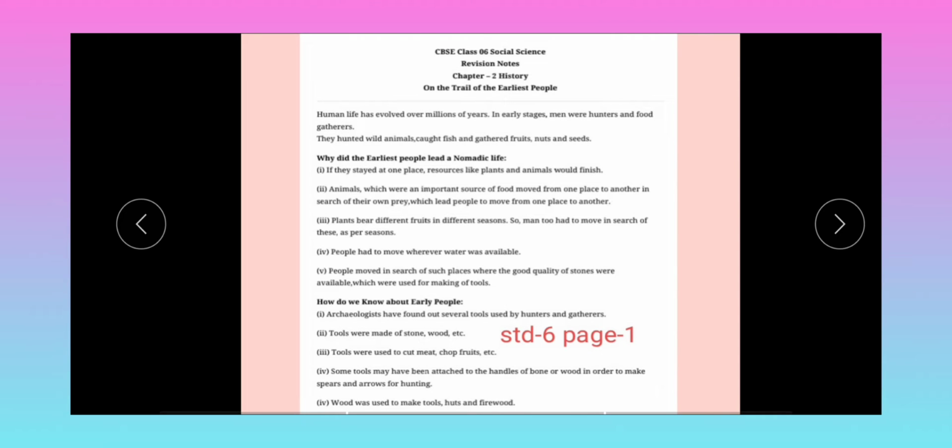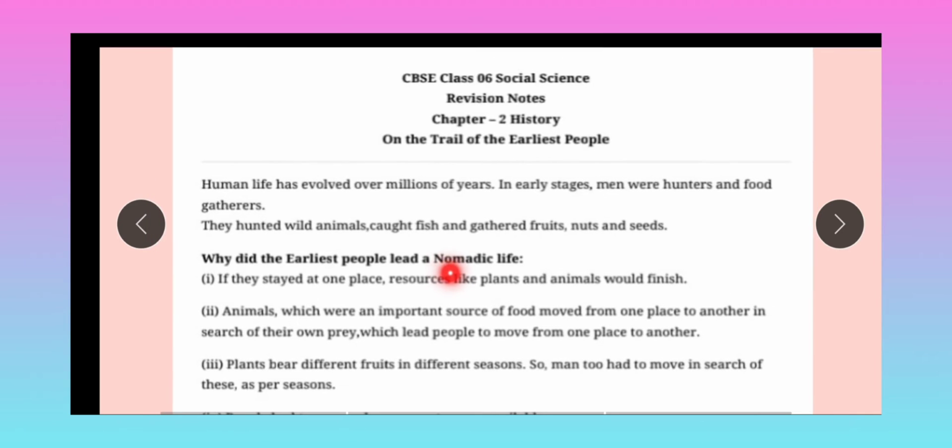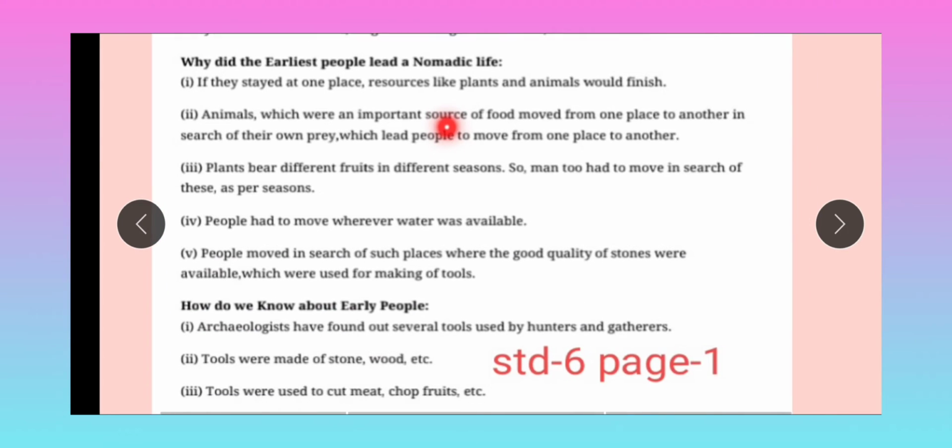In this first, chapter 2, history, on the trail of the earliest people. Human life has evolved over millions of years. In early stages, man was a hunter and food gatherer. They hunted wild animals, caught fish, and gathered fruit, nuts, and seeds.